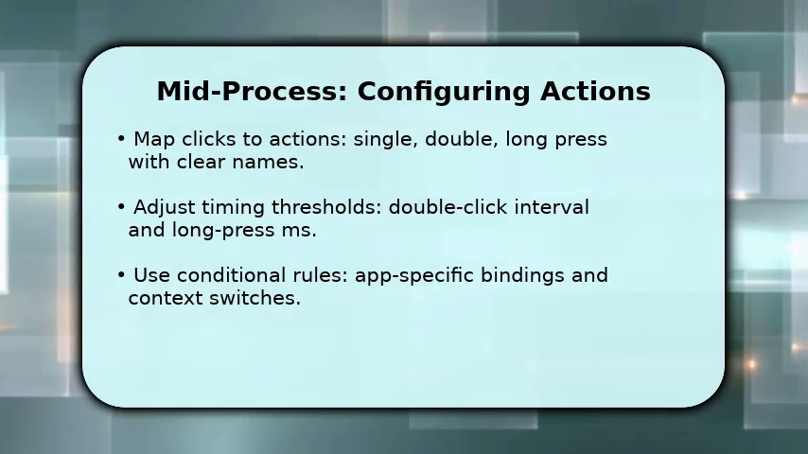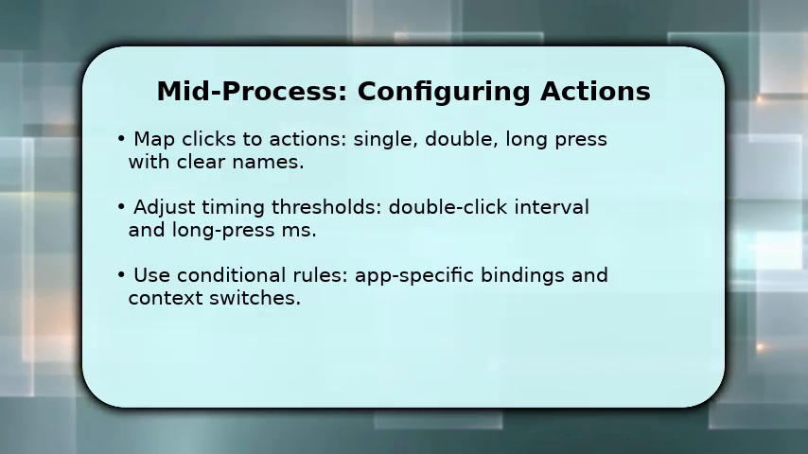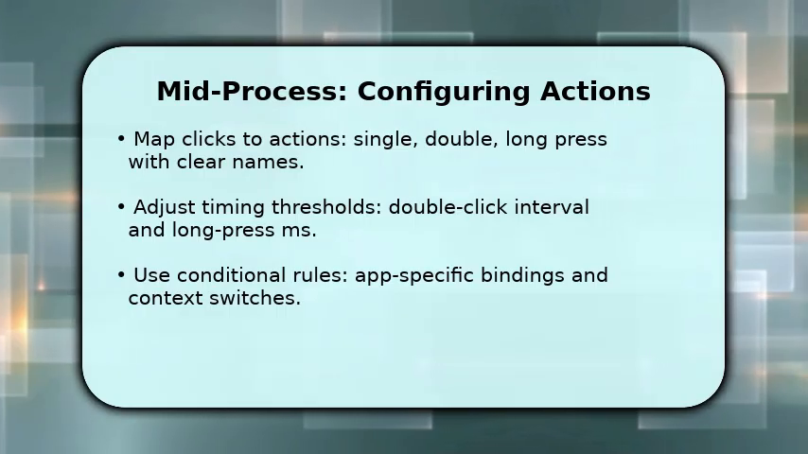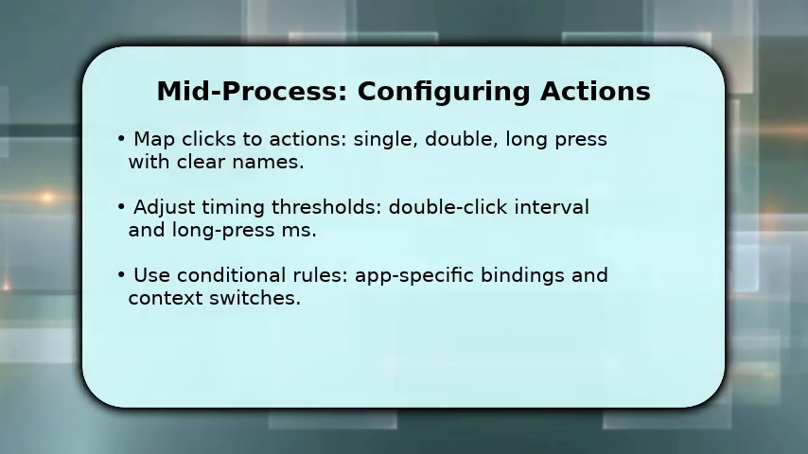Once configured, add conditional rules to switch bindings by app or context. This ensures the right action fires when you need it. Test each mapping immediately to catch misfires.